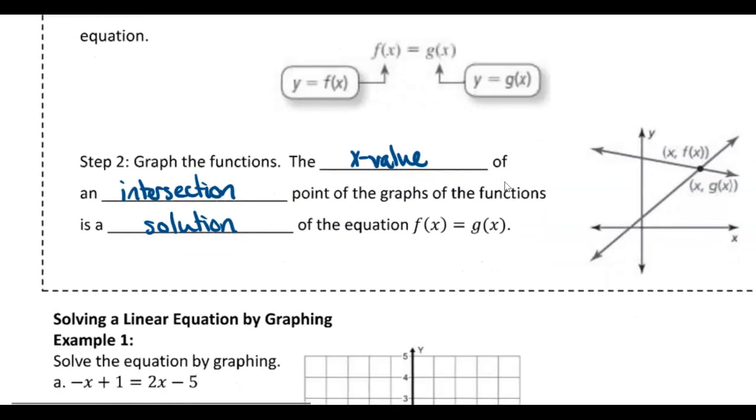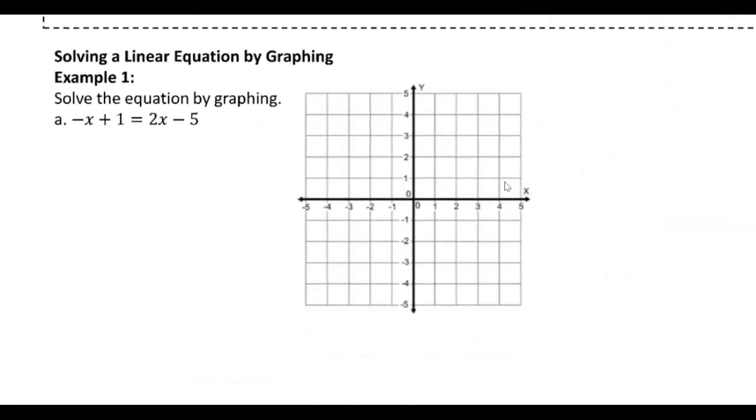I'll show you why on this example. So you have the left side of an equation equals the right side. You can rewrite the left side as y equals -x plus 1. Rewrite the right side as y equals 2x minus 5. And you can go ahead and graph both of these.